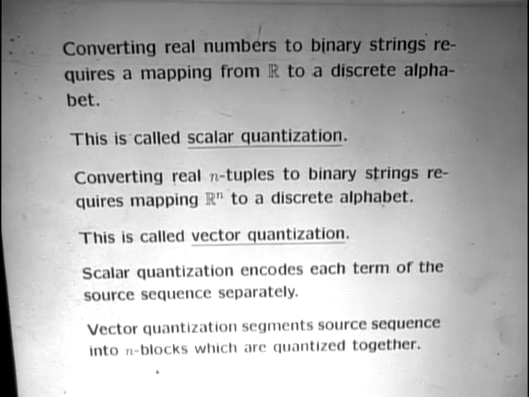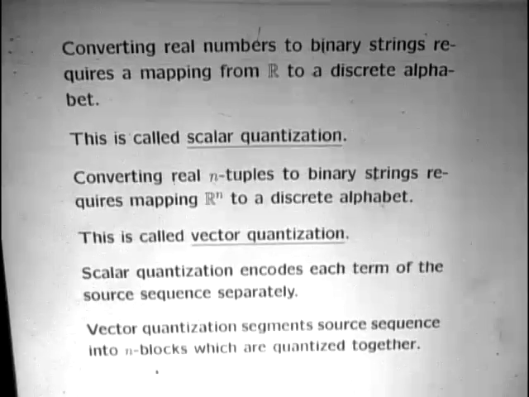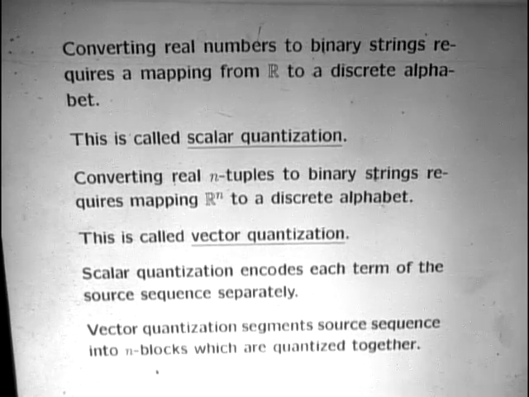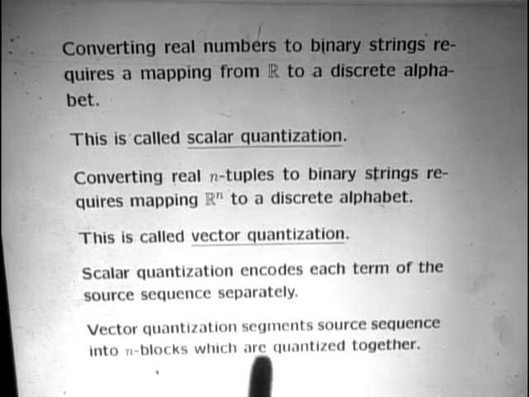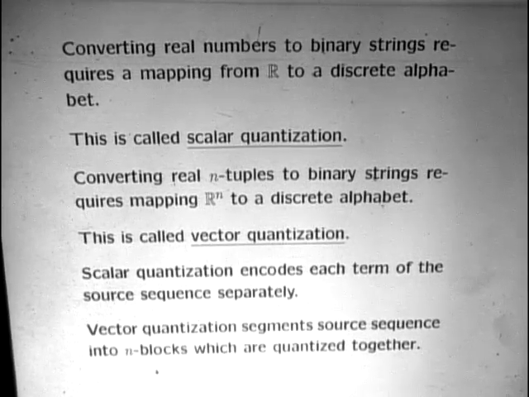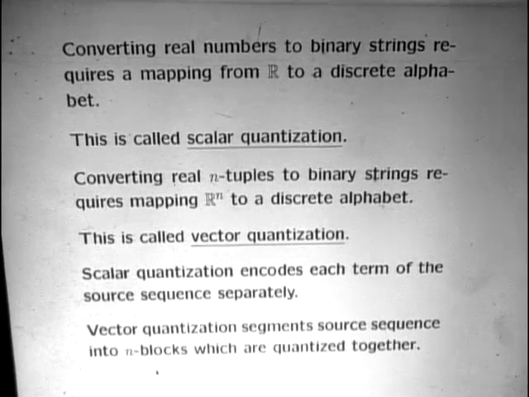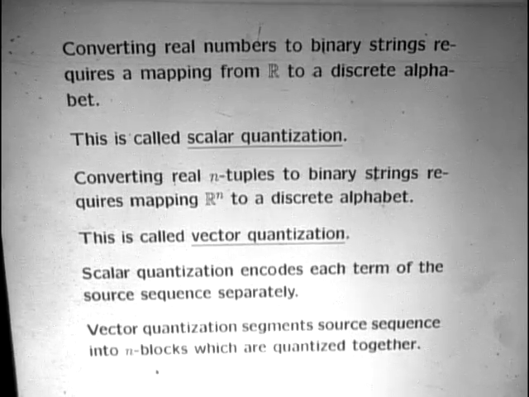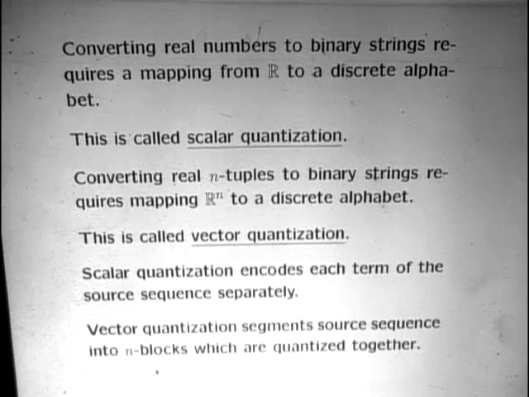Okay, so scalar quantization is going to encode each term of this source sequence separately. And vector quantization is first going to segment this sequence of numbers into blocks of n numbers each, and then it's going to find a way of encoding those blocks into discrete symbols. Does this sound a little bit like what we've already done in dealing with discrete sources? Yeah, it's exactly the same thing.